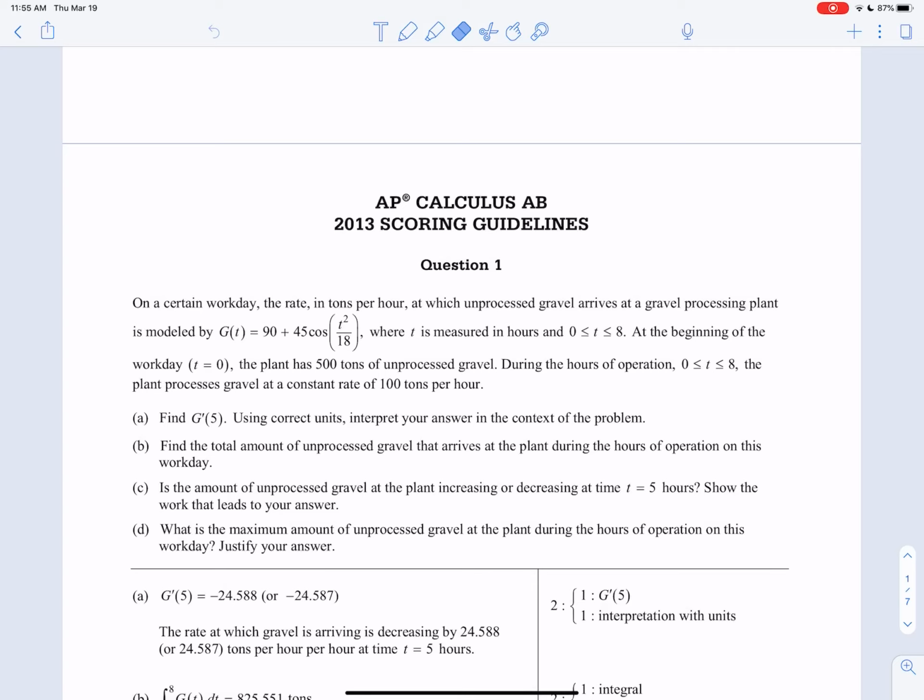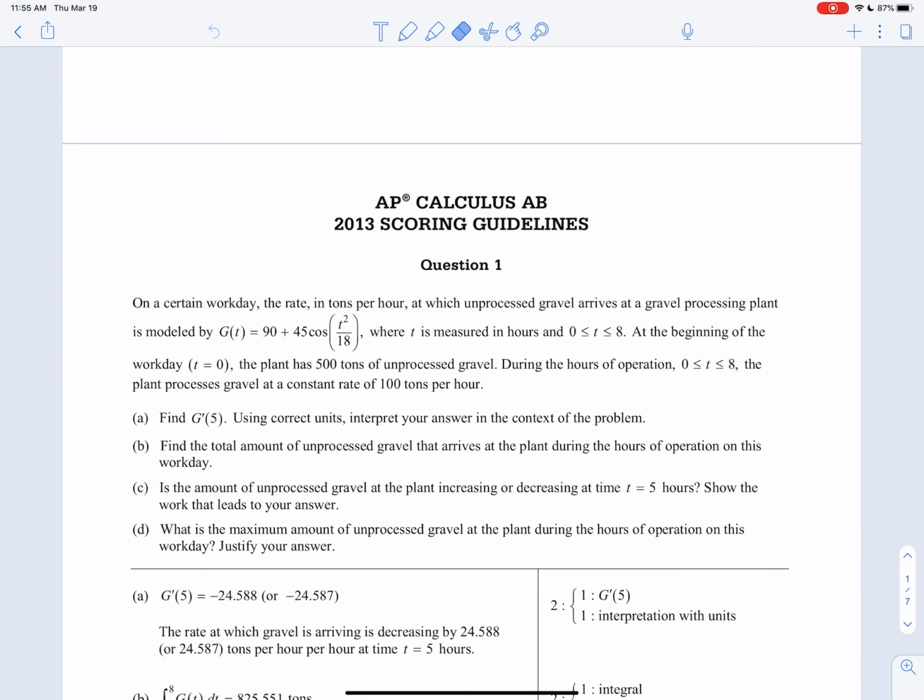Here's 2013 question 1. This is an accumulation problem. This involves unprocessed gravel arriving to a plant, and then they talk about how at the plant this unprocessed gravel is being processed. So there's a lot of things going in and out at the same time. So we have a rate in and a rate out type of problem here.